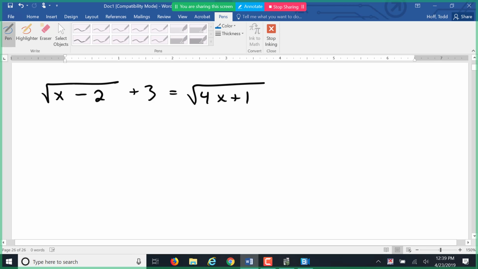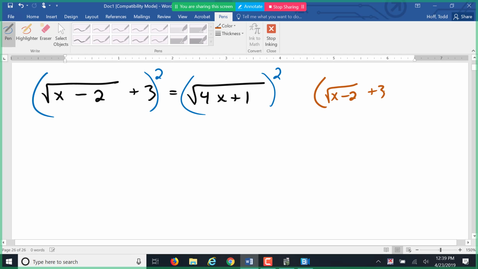So we need to make sure we have one of the radicals isolated. This one's already isolated on the right side, so we'll just leave it as it is. And we'll square each side to try to get rid of it. Squaring this right side is going to be pretty simple. The left side is going to be a little trickier. So let's write that out.